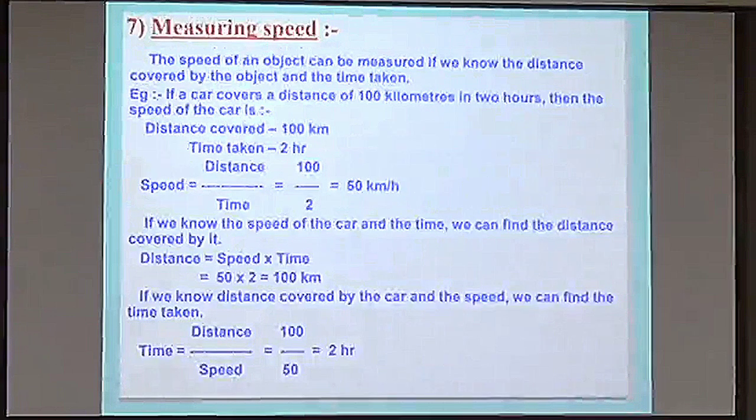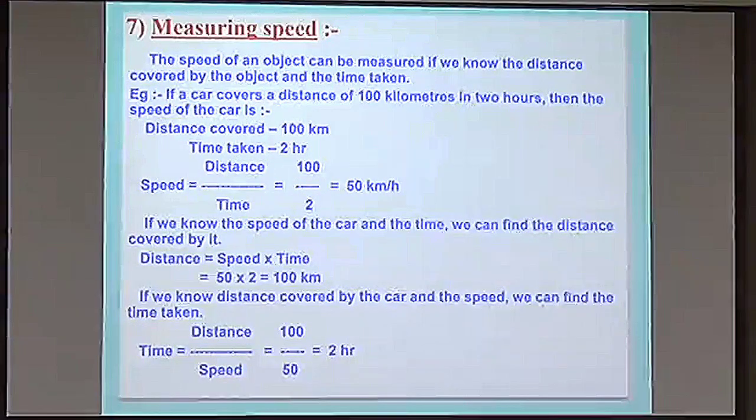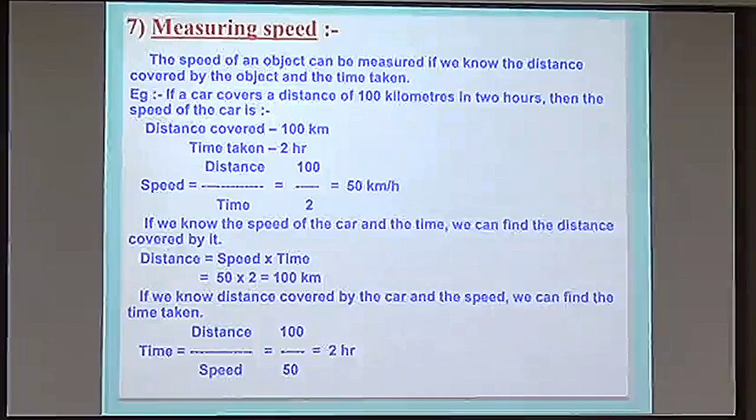Now, if we want to calculate the speed of an object, how can we find it? We have to measure the distance and the time. Only then can we find out the speed. So, let's take an example. If a car covers a distance of 100 kilometers in 2 hours, then what is the speed of the car?